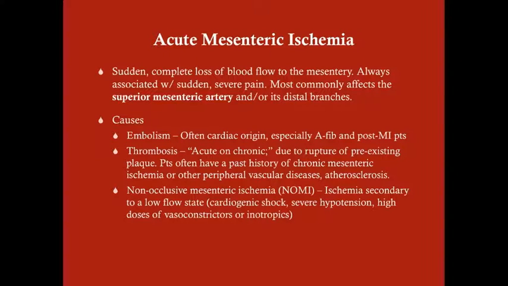So, acute mesenteric ischemia. This is sudden and complete loss of blood flow to the mesentery. It's always associated with a sudden and severe pain if the patient is conscious enough to tell you that they had pain. Sometimes they're not, and usually those patients die. But it's always associated with a sudden severe pain. Why? Because it's acute. It's an embolism or a ruptured plaque. You got a sudden loss of blood flow to the mesentery, and that's going to result in sudden pain.